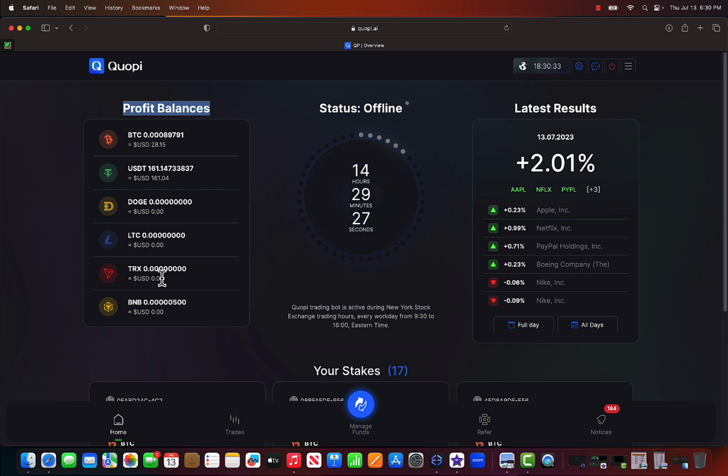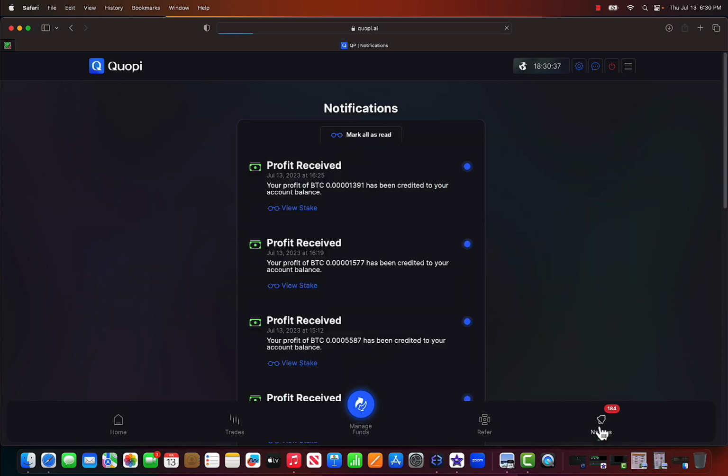And then you also have an area over here called notices. You could click on notices over here and it will tell you different things that have happened. This tells me, as you can see here, the different profits that have been received and so on and so forth. So all of that information is there.